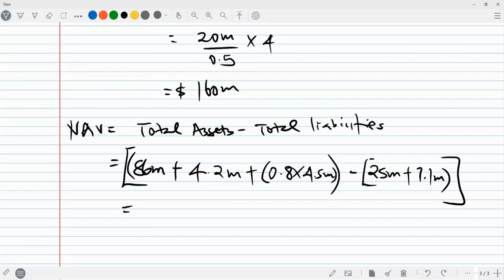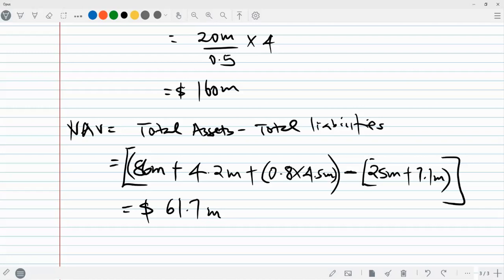How much do you get? 108.3. That's too high. 61.7. Yes, that sounds correct. 61.7 million. Okay, this is a minus sign, so I hope you didn't add. We get 61.7 million to be the NAV.